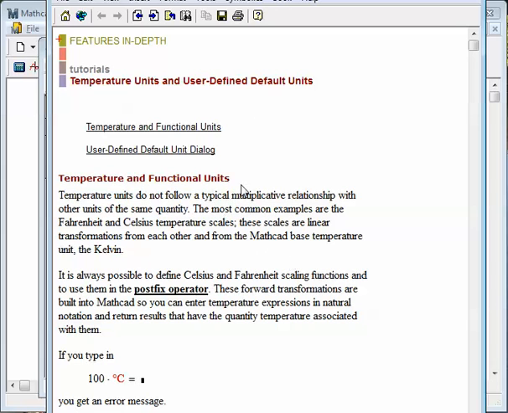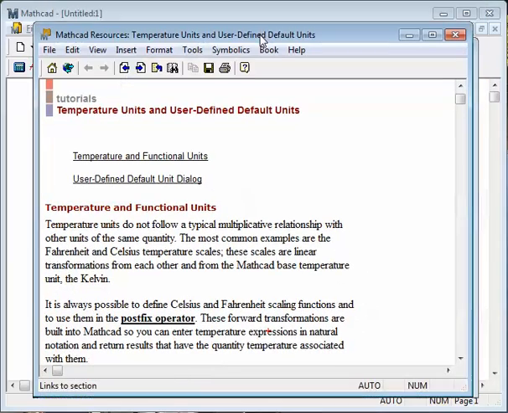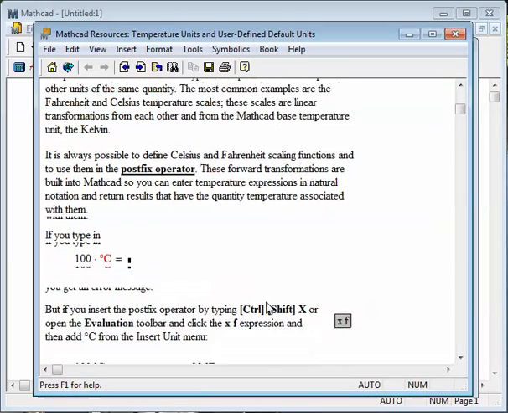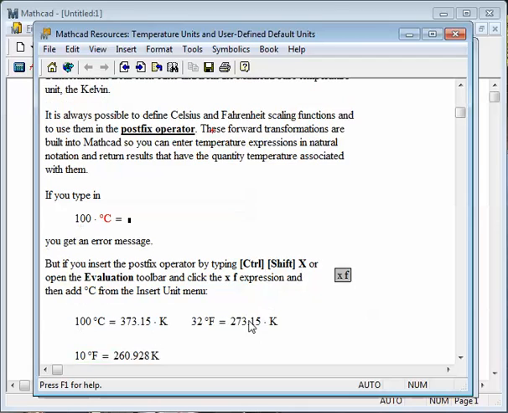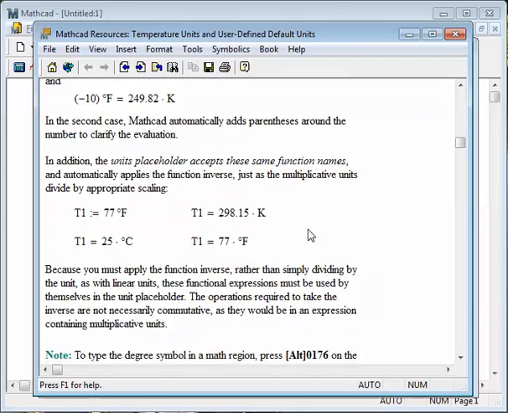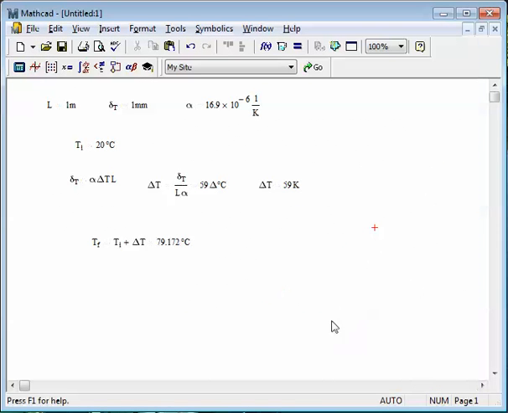Okay, it explains this whole thing about the postfix operator, and the control shift X to put this in. So you can kind of work through this if you want a little more practice and a little more help with this. And I hope that helps.